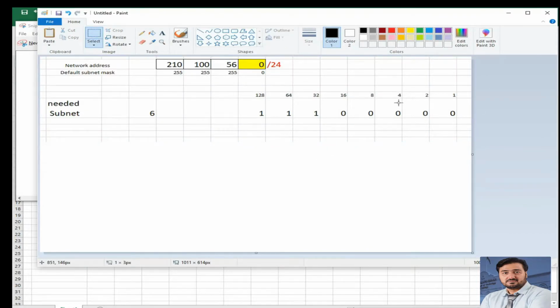So now this is my scale: 1, 2, 4, 8, 16, 32, 64, 128. So this is my scale. Each bit has a value. This bit is 128, this is the value for this bit. This bit is 64, the value is 64.